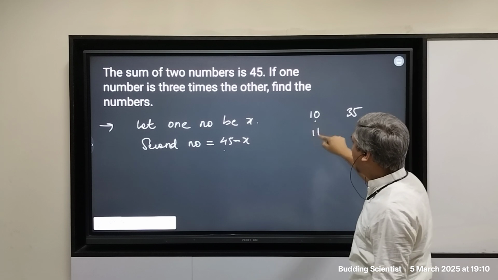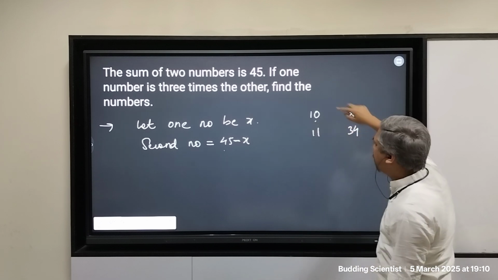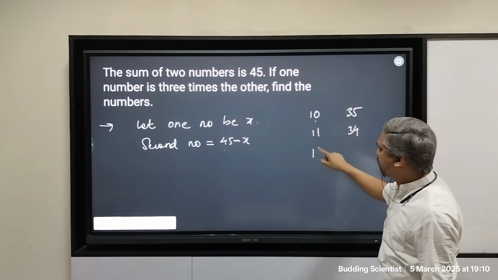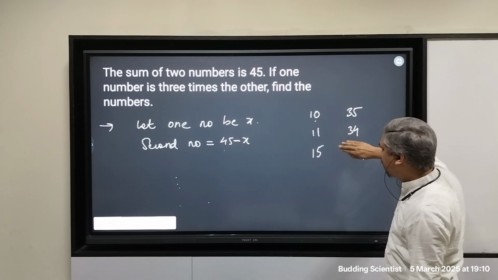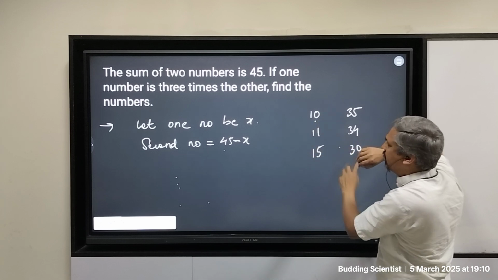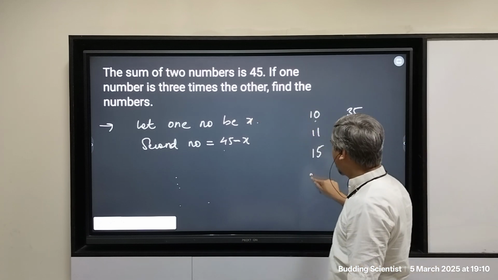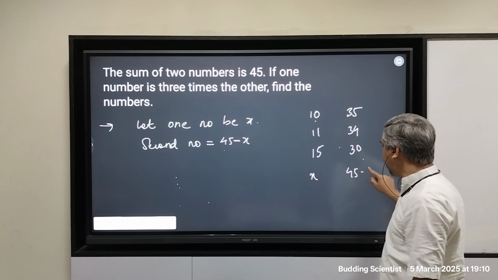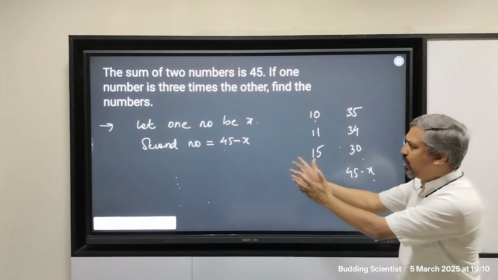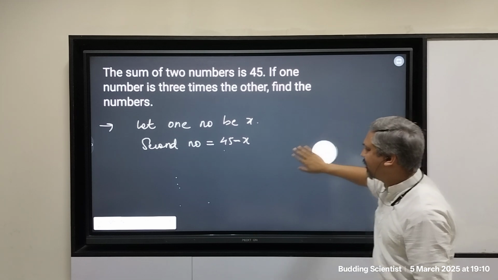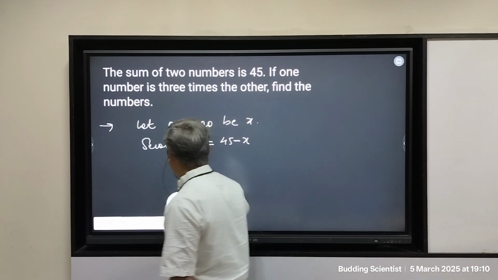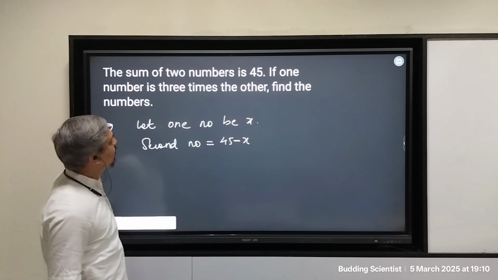If this was 11, then this number would be 34. That is 45 minus 11. If this number is 15, we will have to have 30 here, only then the addition works. So 30 is equal to 45 minus 15. So if the number is x, this number will be 45 minus x. This is the logic that we are following here. So we will write that if one number is x, then the second number will be 45 minus x.